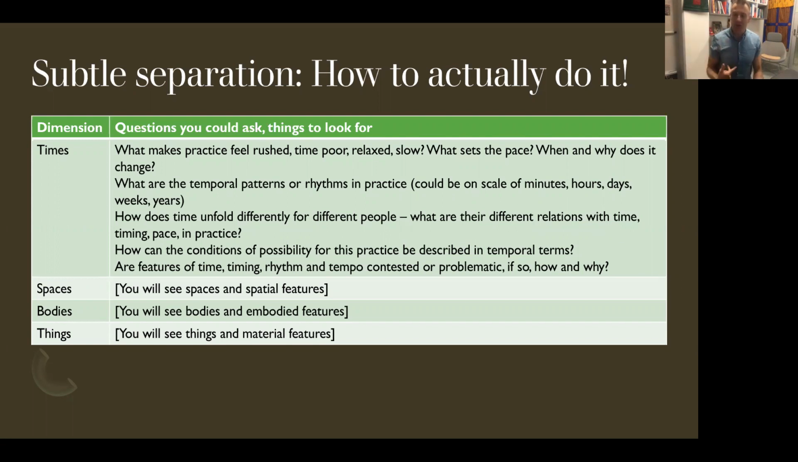And then in all of the four things, there's also an invitation to think about the kind of politics and contestation. And so you'd ask here, are there features of time, timing, rhythm, and tempo that are contested or problematic? And if so, how and why?